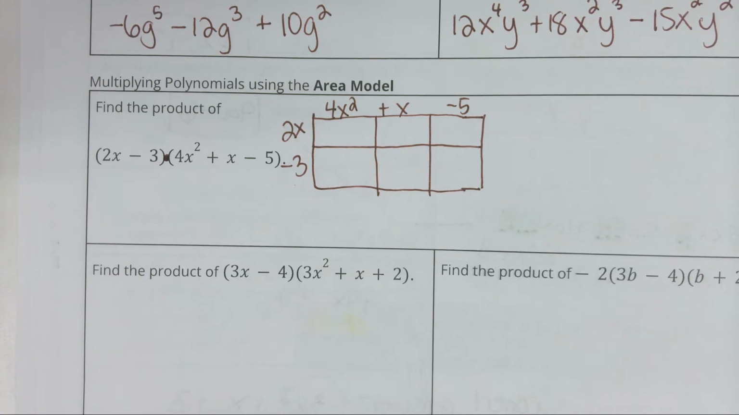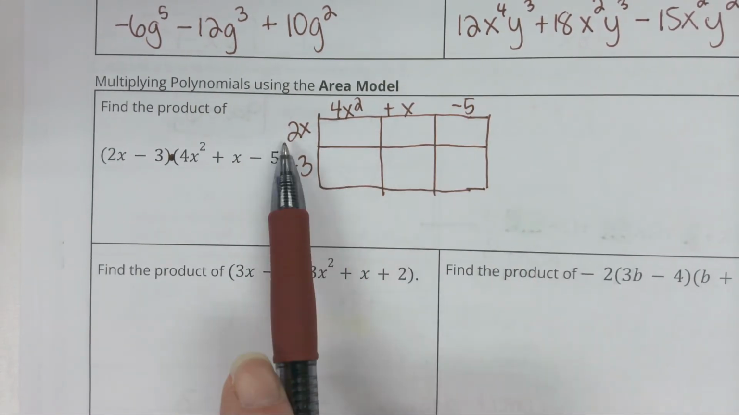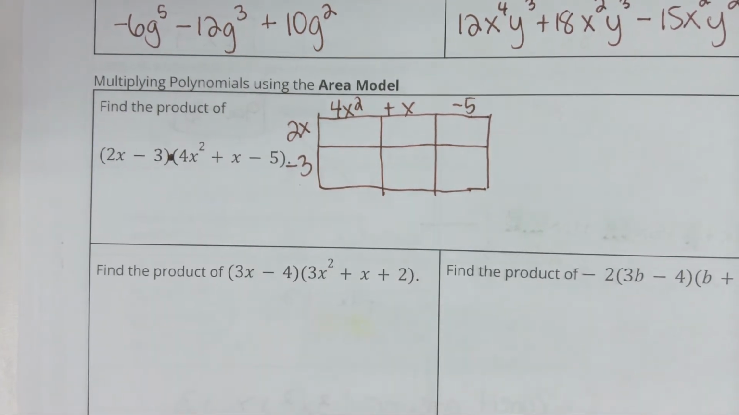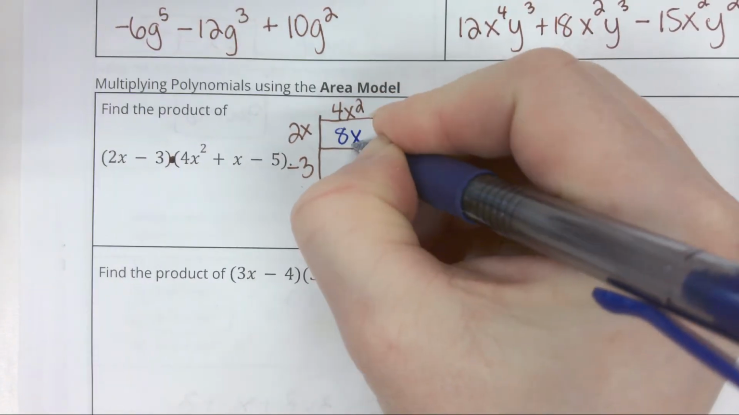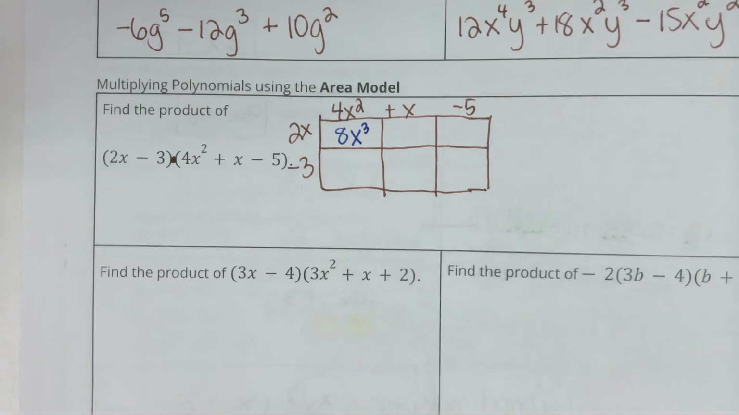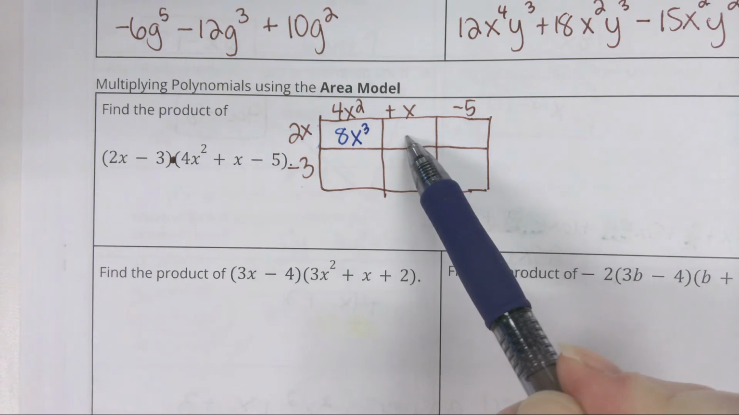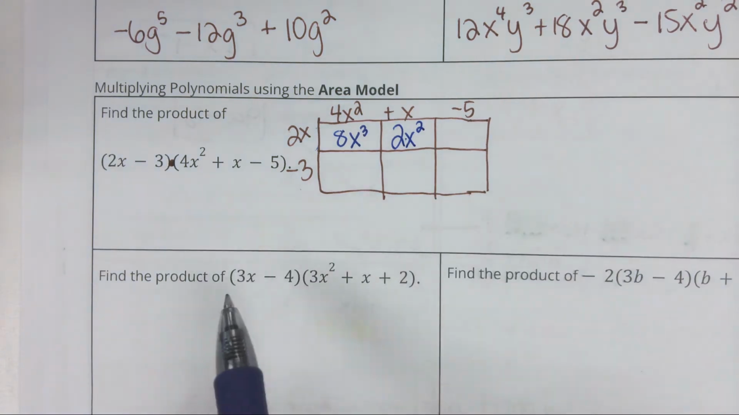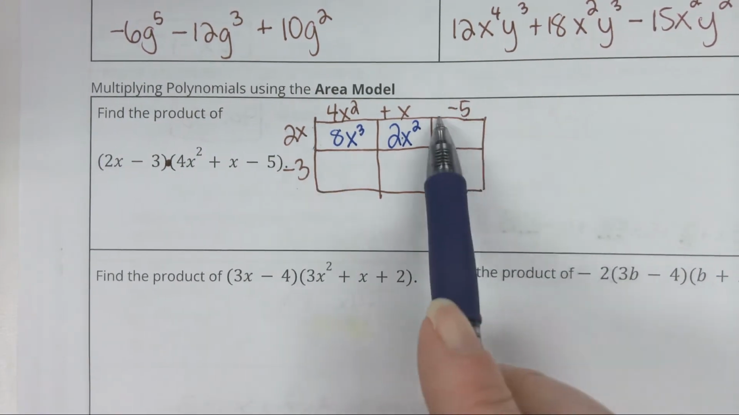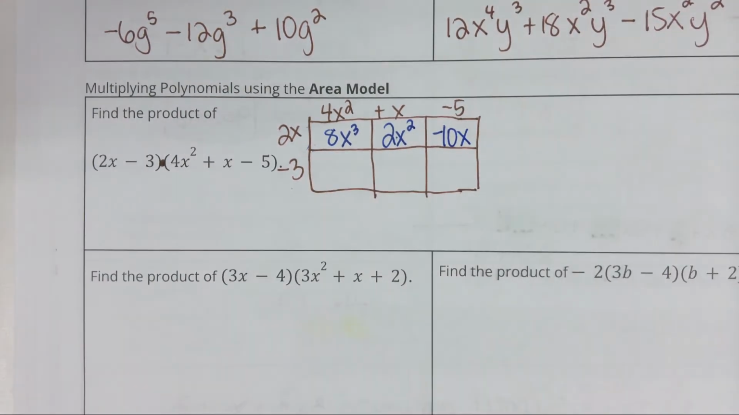All right, so now I'm going to find the areas or length times width of each of these rectangles and add them together. What's 4x squared times 2x? 8x to the 3rd. What's 2x times x? 2x squared. What's 2x times negative 5? Negative 10x.